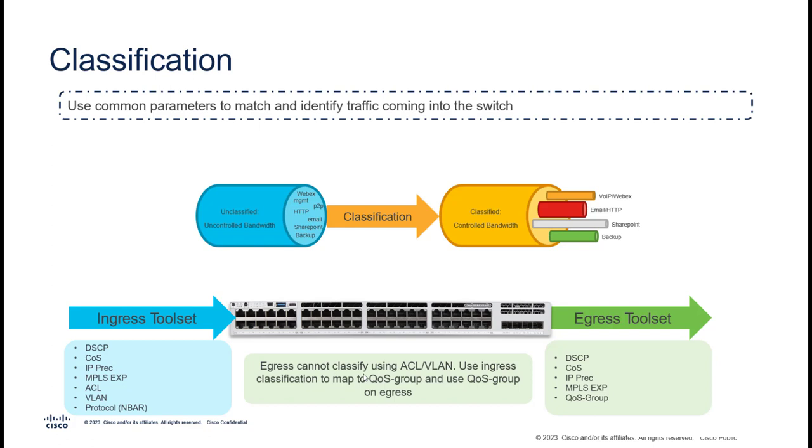The way that we can perform this identification is by making use of common parameters. On the ingress side, we can use the DSCP tags, the CoS tags, or IP precedence tags. Or if you're working with an MPLS network, you can use the MPLS EXP tags. In addition to this, we can also use ACLs, VLANs, and NBAR protocol packs. On the egress side, we can use DSCP, CoS, IP precedence as well as MPLS EXP. And we can also use QoS groups, where we can set the QoS group on the ingress side and call it on the egress side.